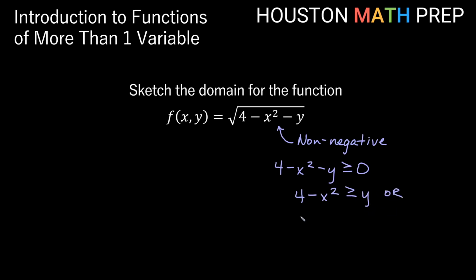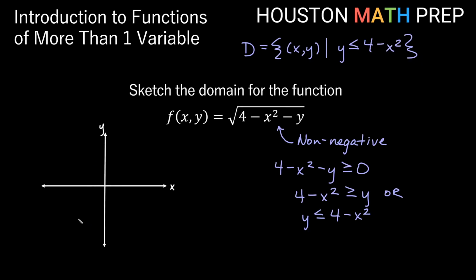Or we could sort of turn this around. If you're used to seeing y on the left side, that would say y is less than or equal to 4 minus x squared. And so we can write our set notation here. We can say our domain is going to be the set of all points x comma y in the plane such that y is less than or equal to 4 minus x squared.